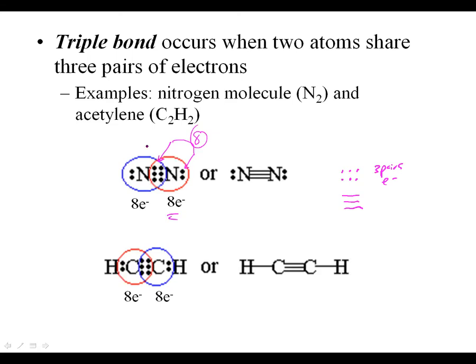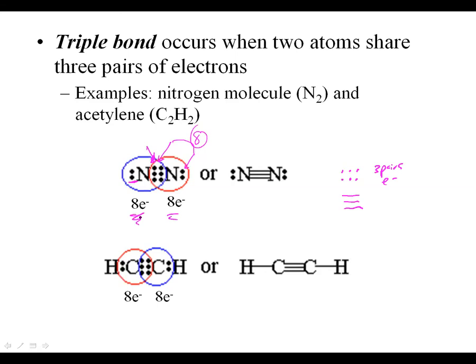And same idea here. The guy on the left is going to be sharing those 6 electrons in the middle, along with the 2 on the outside, gives it 8 electrons, and that allows nitrogen to be happy. Both nitrogens on each side, they end up with 8 valence electrons each.